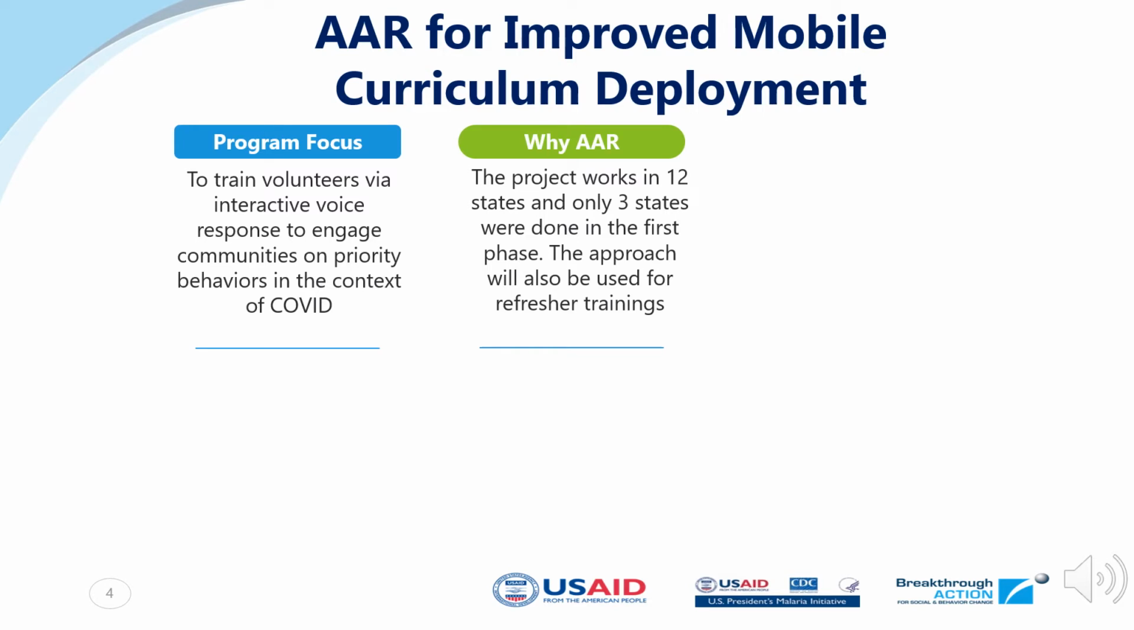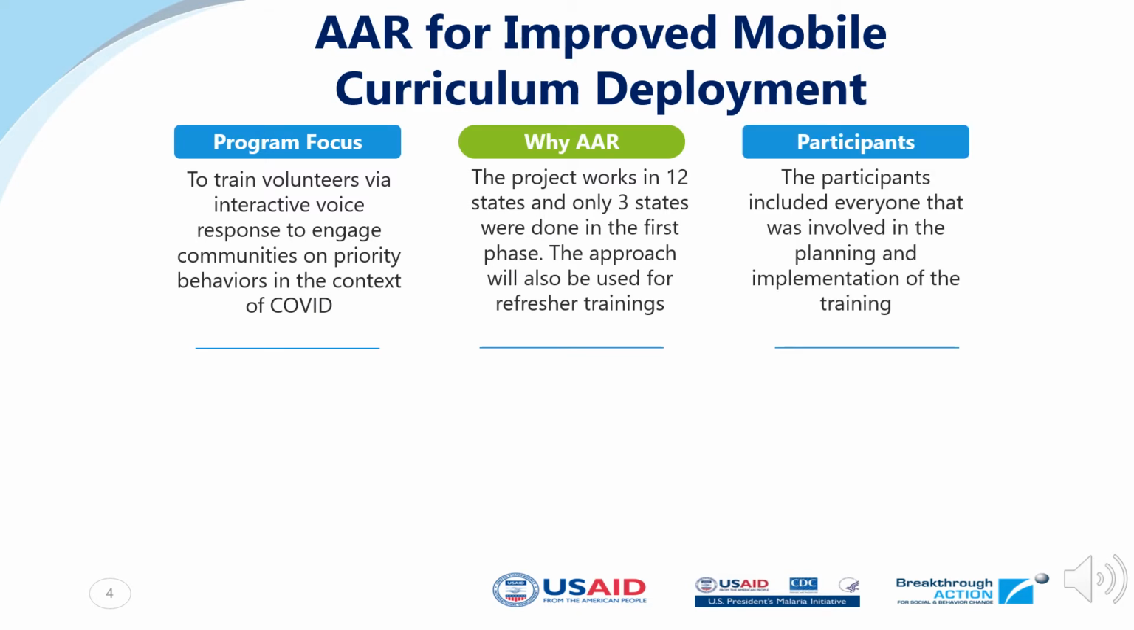So it was essential for us to learn what the deployment of the first phase was like. After the deployment of the first phase, which had over 2,000 community volunteers trained, the participants, which are the people that are involved in the planning and implementation of this activity, came together to conduct the after action review process.